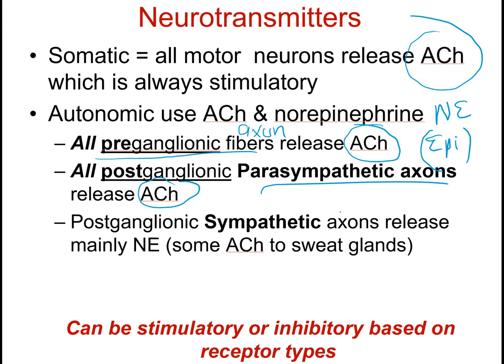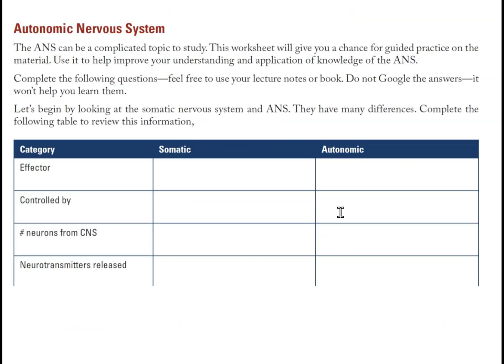However, the sympathetic nervous system only can release norepinephrine. So the sympathetic primarily is going to release norepinephrine at its effectors. In sweat glands, it uses acetylcholine. Everywhere else, it's using norepinephrine. But the difference is that, remember, it can be stimulatory, excitatory, or inhibitory based on the receptor, right, which is a little bit different.